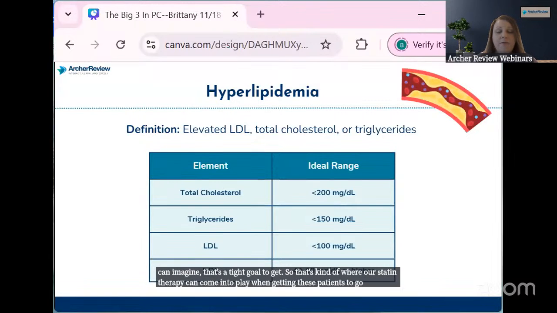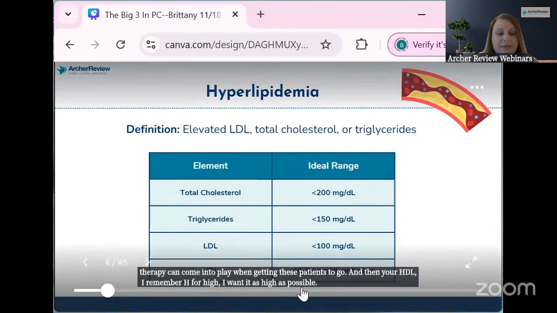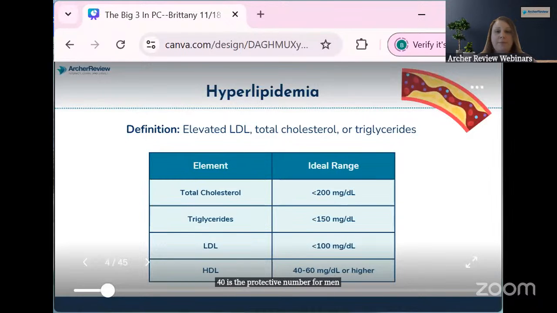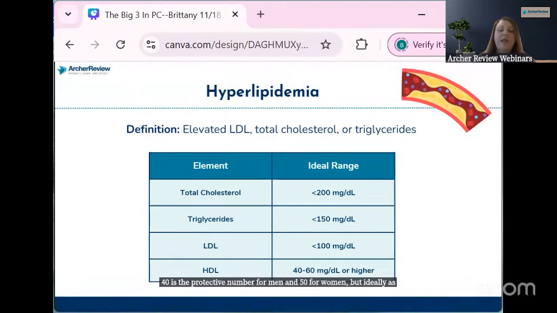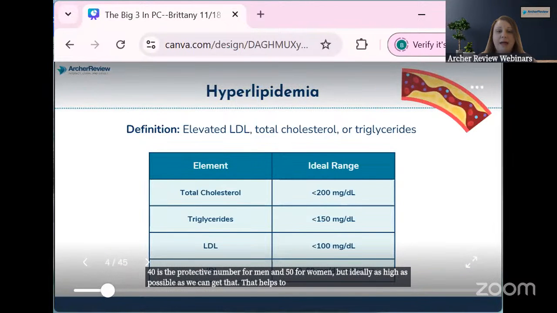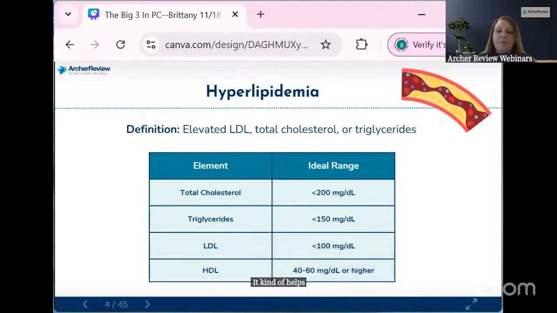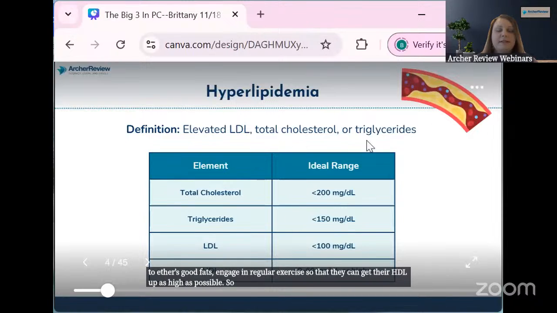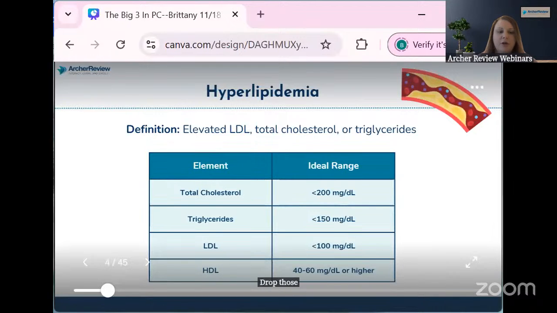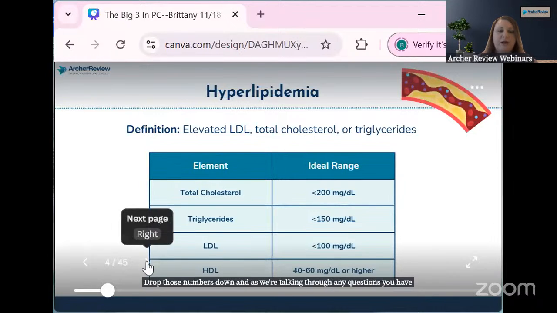And then your HDL, I remember H for high. I want it as high as possible. 40 is the protective number for men and 50 for women, but ideally as high as we can get it. That helps to kind of stabilize some of this plaque. It helps to cancel out the LDL a little bit. And so we want to really encourage our patients in their heart health journey to eat those good fats, engage in regular exercise so that they can get their HDL up as high as possible. So this is just your reference right here on your screen. You can come back to that, jot those numbers down, and as we're talking through, if you have any questions, you'll have something to go back to and reference.